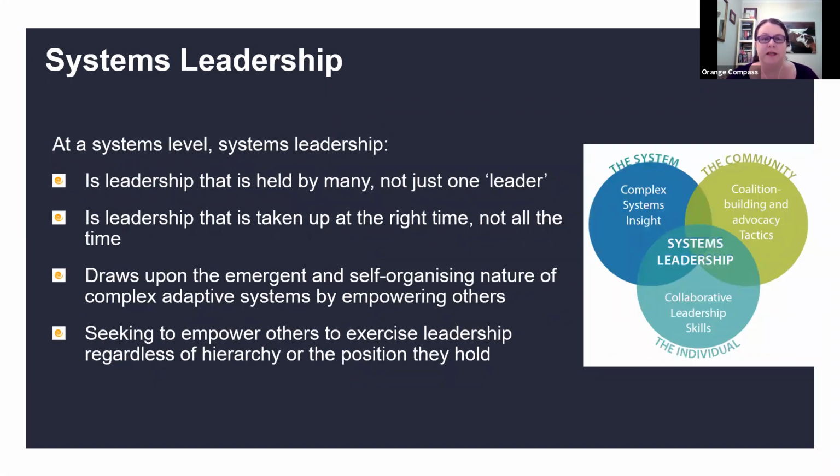At a systems level, when we talk about systems leadership, we're actually talking about leadership that's held by many, not just one, not just a leader in the traditional sense. It's leadership that's taken up at the right time, not all the time. And it's leadership that's able to draw upon the emergent and self-organising nature of complex adaptive systems by empowering others and giving them the scope and authority and mandate to do what they need to do in order to be part of the solution and part of the change. So systems leadership in this way is seeking to empower others to exercise their leadership regardless of hierarchy or the position they hold. And we need to think really carefully about what are the ways in which we're either inhibiting or enabling others to take up that role.